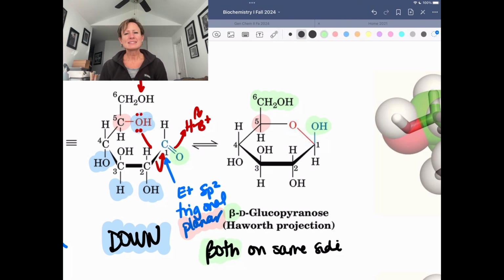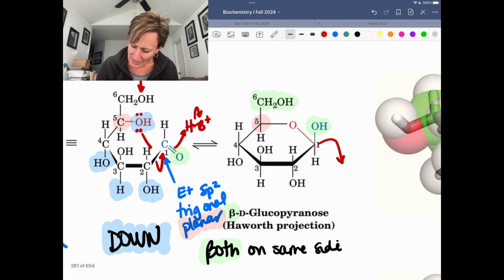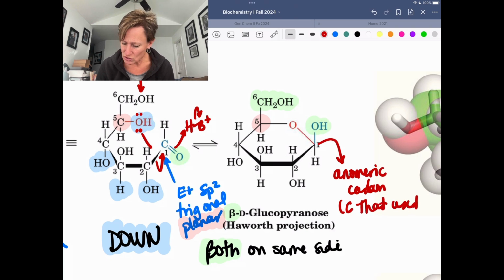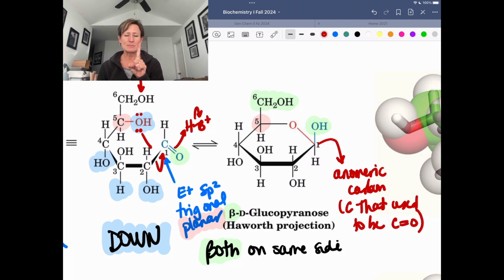Now, I called these anomers. Why we call them anomers is that the position of that OH group is going to dictate whether it's the beta or the alpha anomer. And so this is the anomeric carbon. Lots of nomenclature here to think about. So that is the anomeric carbon. You can label the anomeric carbon as the carbon that used to be the carbonyl. So it's always going to be carbon 1 for aldose sugars, carbon 2 for ketose sugars.